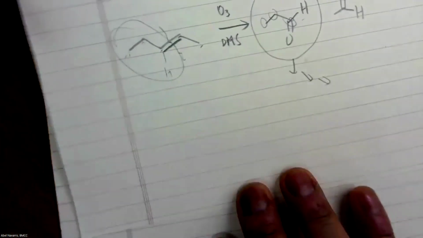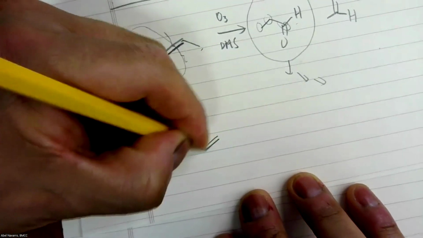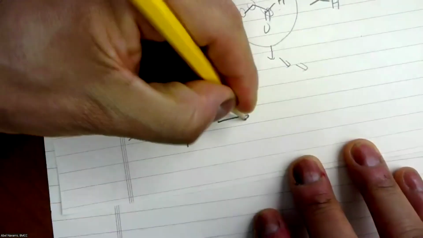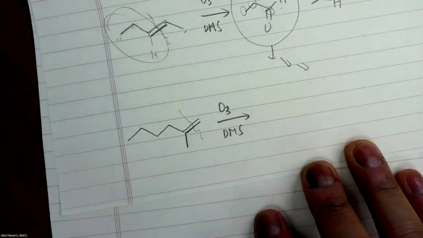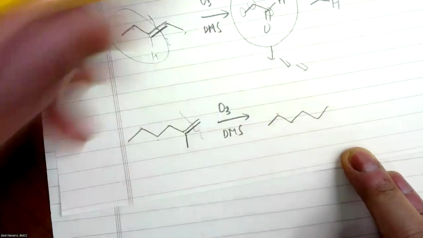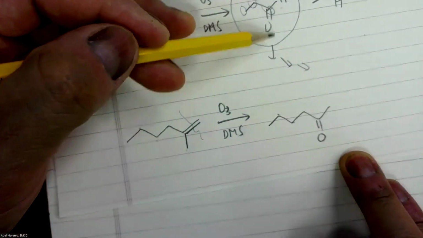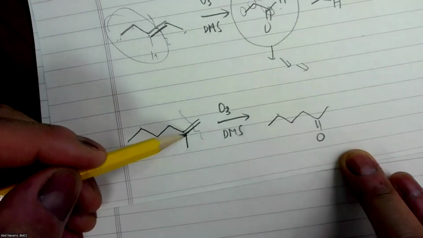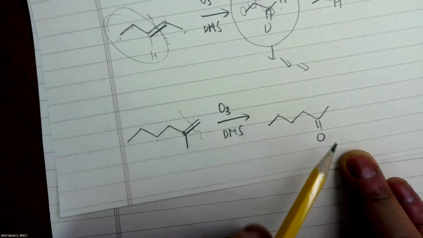Okay, another one. Yeah, this one. O3 in DMS will cleave here, giving 1, 2, 3, 4, 5, 6 and 1, 2, 3, 4, 5, 6. On number 5, I have a double-bonded O. In this case, it's not an aldehyde like in the previous case. Why? Because this carbon has no hydrogen, so you will make a ketone.